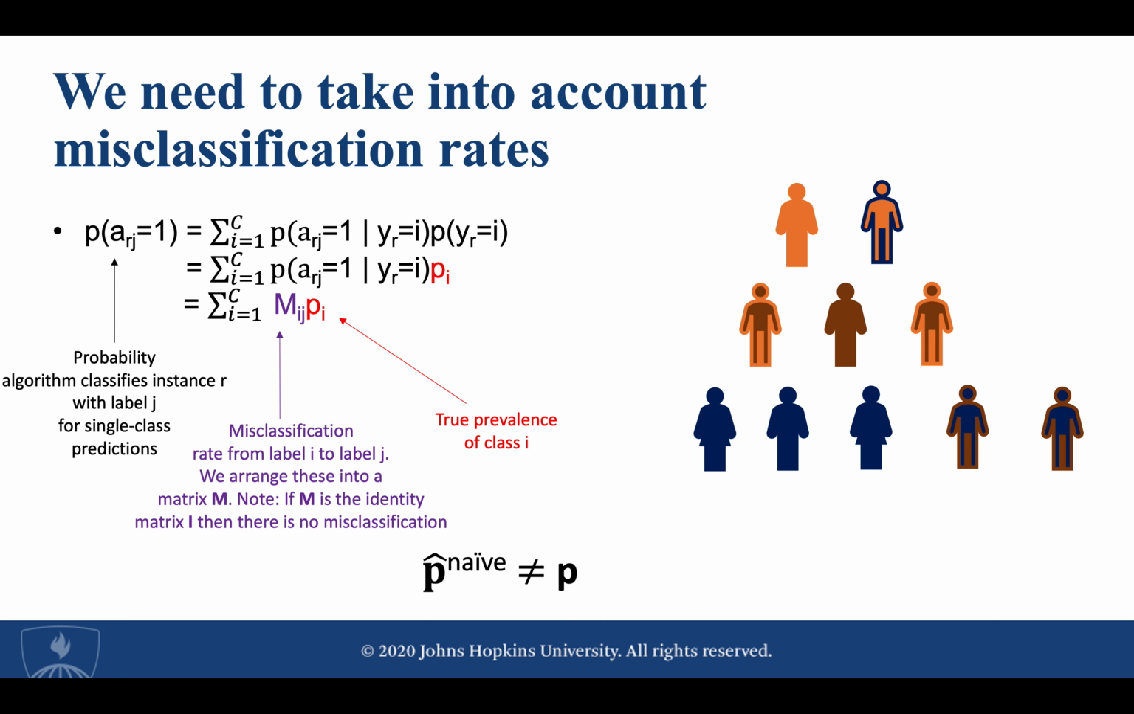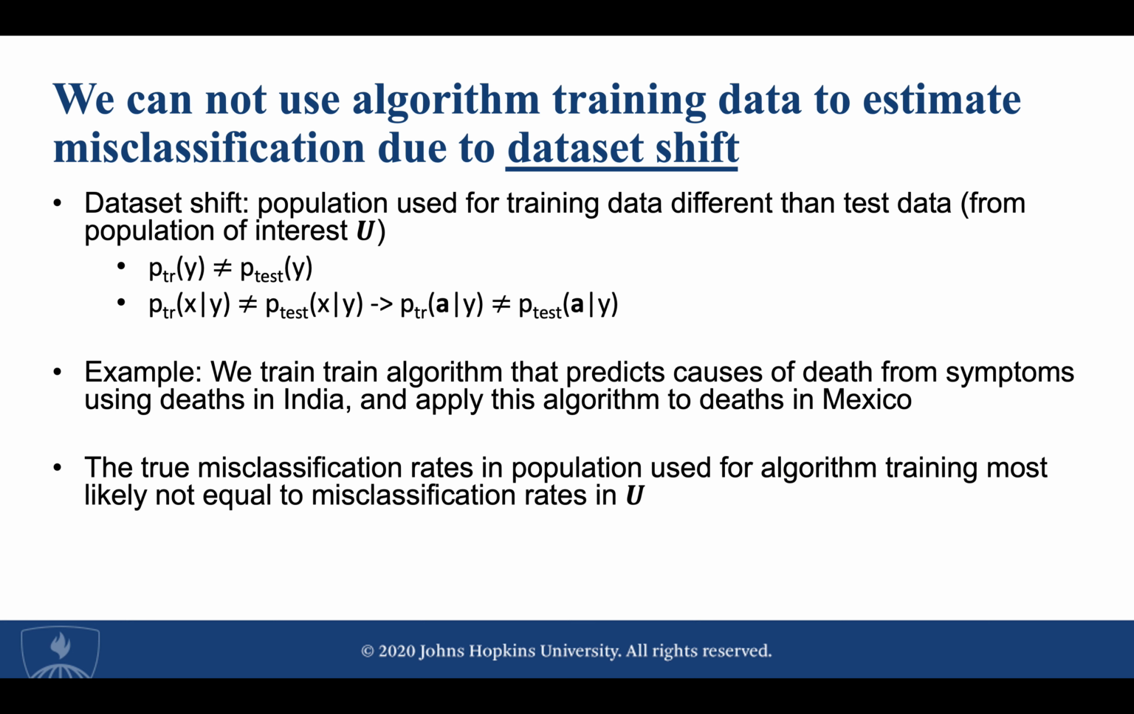We can decompose the naive estimate for the percentage of individuals who belong to class J as a sum over the product between the parameter we want to estimate, which is the true percent of individuals who belong to class I, and the probability of being misclassified from class I to class J. If we could estimate these misclassification rates, which we arrange into a misclassification matrix M, we could recover the true distribution using the misclassification rates and the naive estimate. One strategy might be to use the data that we originally used to train the prediction algorithm to also estimate the misclassification rates via cross-validation.